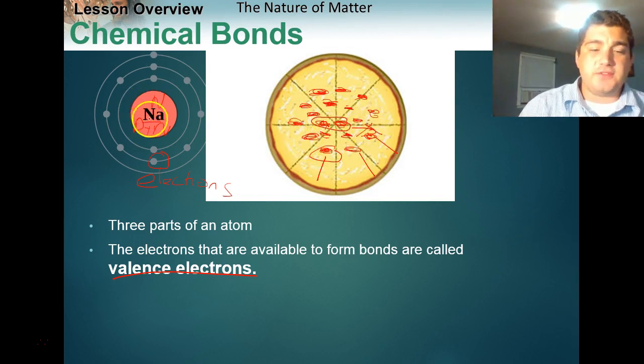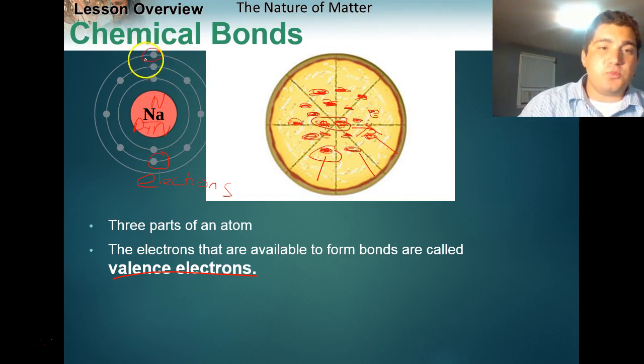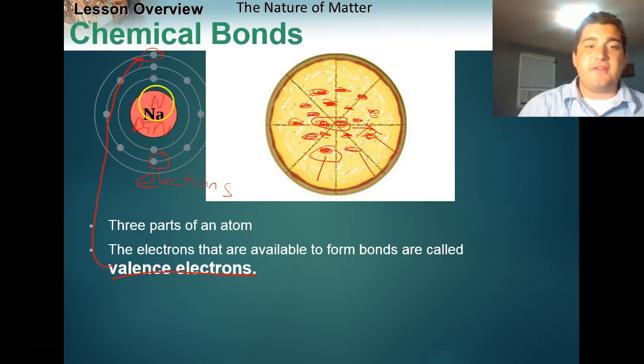So if we look at our example of sodium here, we see we have electrons in this first ring, we have 2. In the second ring, or energy level, we have 6. And if you noticed, on this outermost ring, we only have 1 electron way up here. So this 1 electron, all the way up here, is the valence electron.